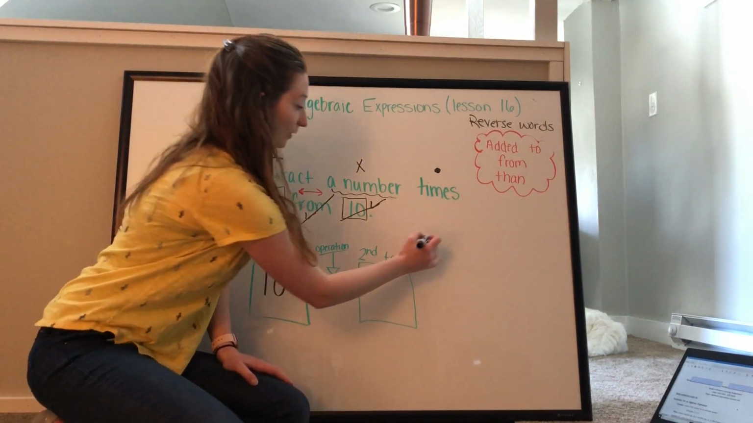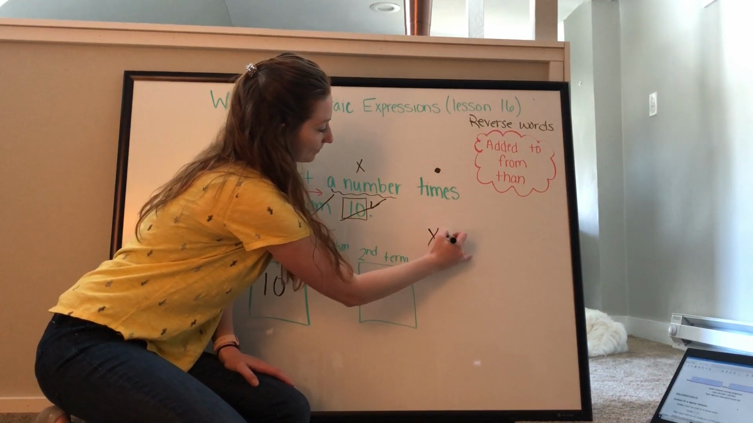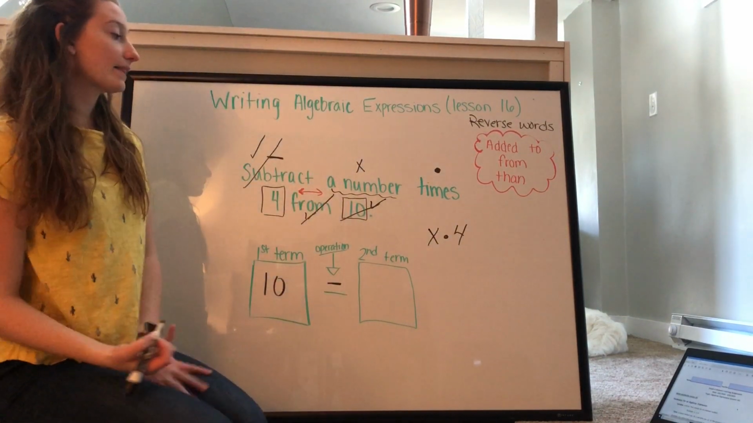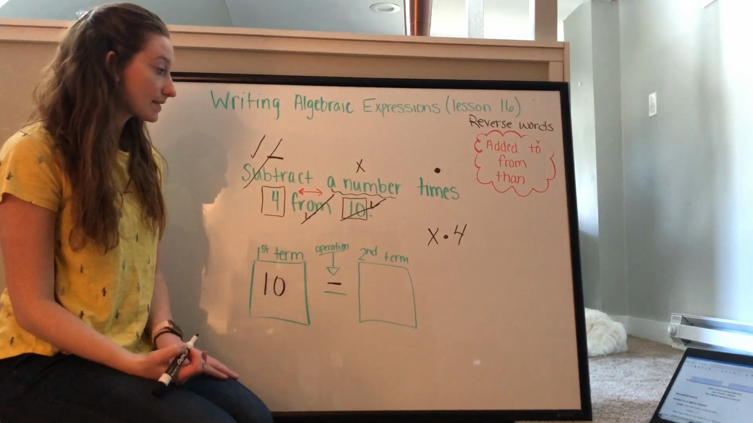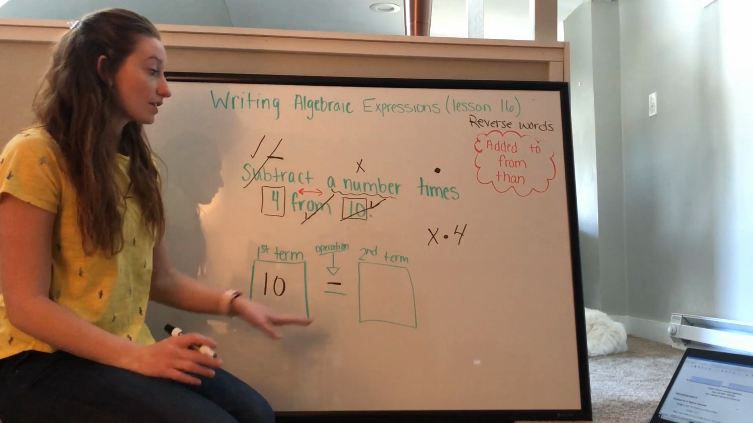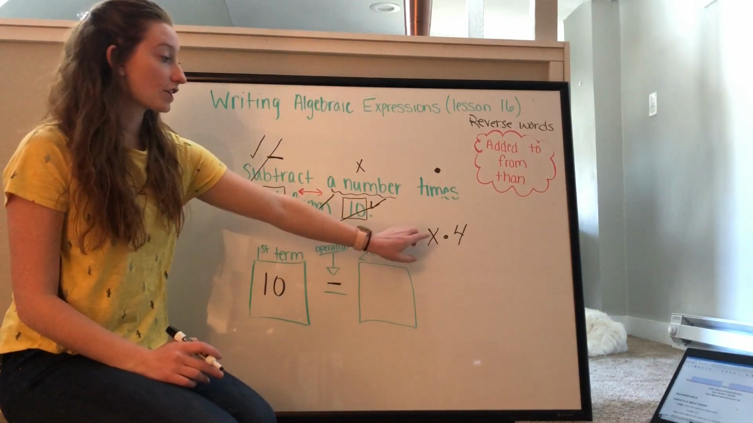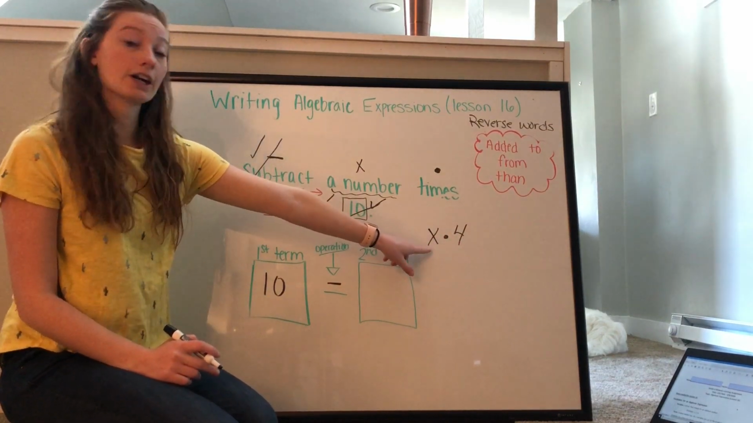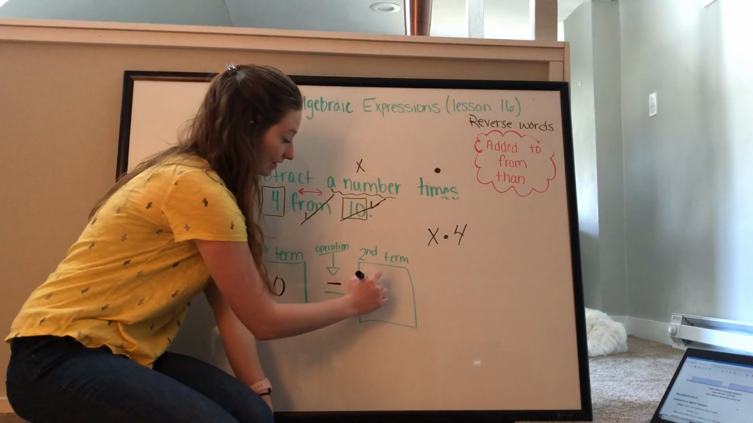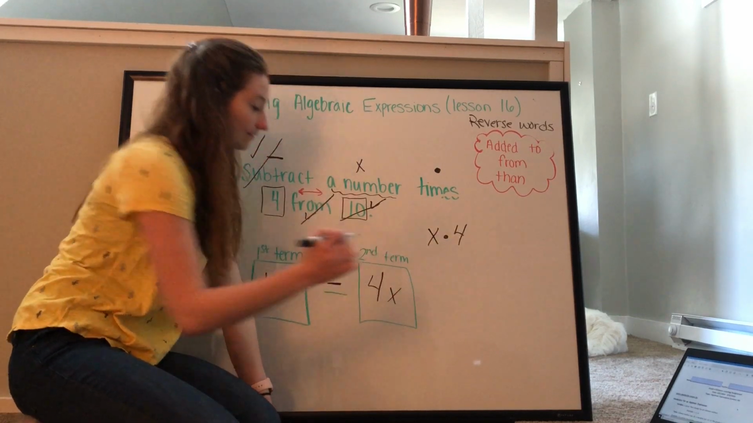Now the way we write that, it would look like this if you wrote it like that. But the way we write that in algebra terms is squishing it together. So in this case, my coefficient would be my 4, and my variable is my x. So I would write it like this, 4x.